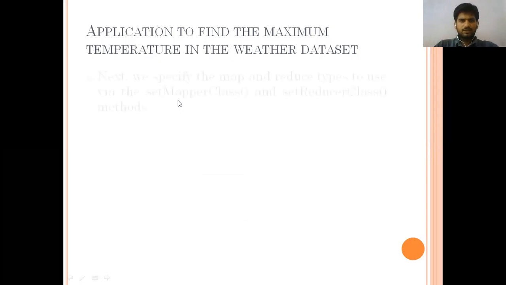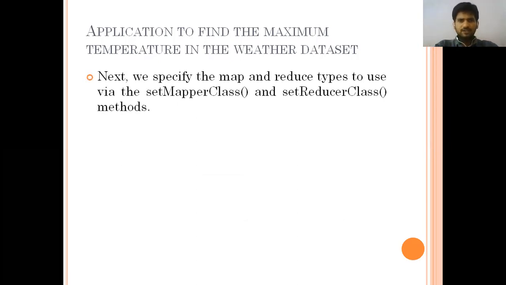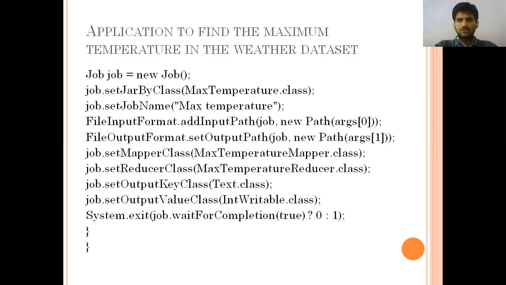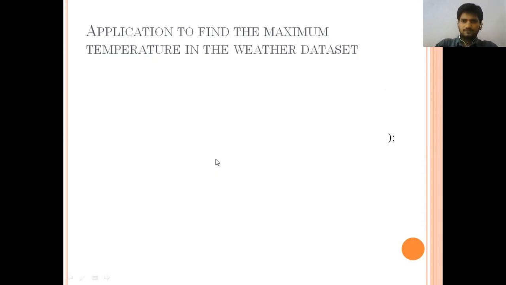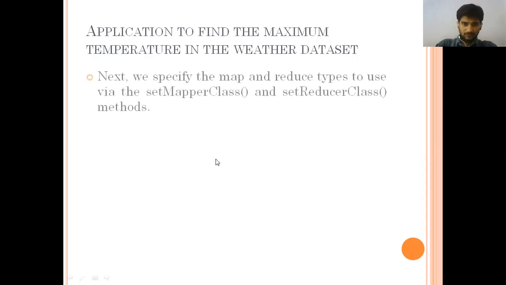This is the program. Next, we specify the map reduce types used via set mapper class and set reducer class. That one we showed here. Set mapper class here, I think it is visible to everyone. Set mapper class and set reducer class. So this is getting the input from the previous one.